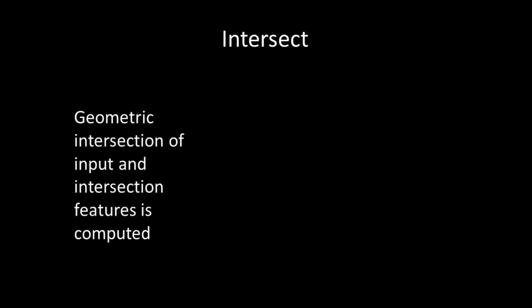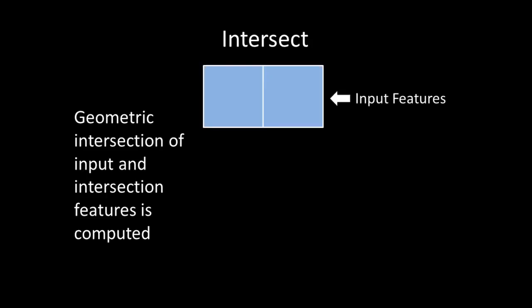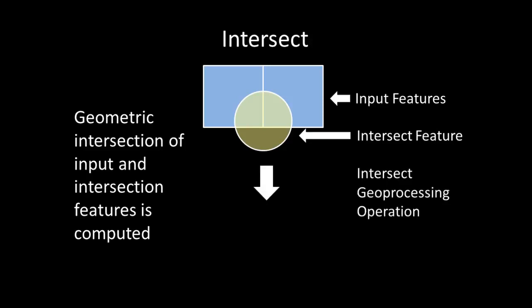Intersect. Intersect is where the geometric intersection of input and intersection features is computed. For example, given a set of input features and an intersect feature, after the intersection geoprocessing operation is run, the output feature will only have the area where the inputs were intersecting with each other. In the next part of this lesson, I will discuss select examples of raster-based spatial analysis methods.